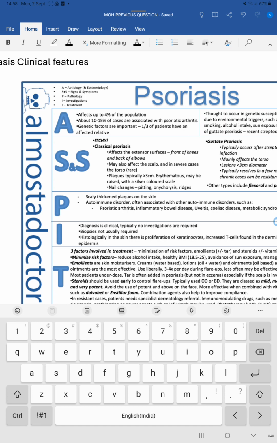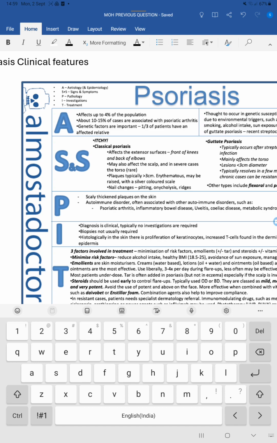Typically, the classical feature is an erythematous skin lesion. A red colored skin lesion will be there, and in the red skin lesion you will get silver colored scales. That is the typical feature of psoriasis, and this skin lesion is associated with a severe itching sensation. Along with the skin lesion you can get some lesions in the nail also.